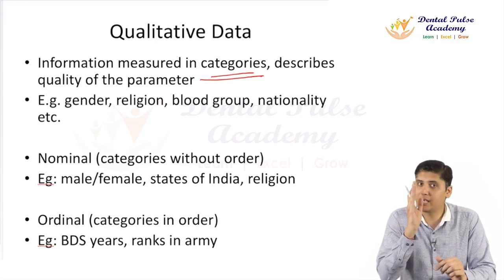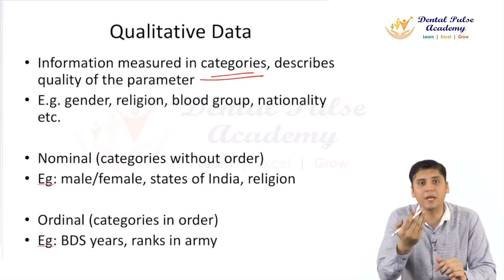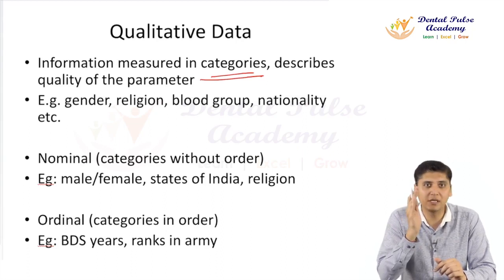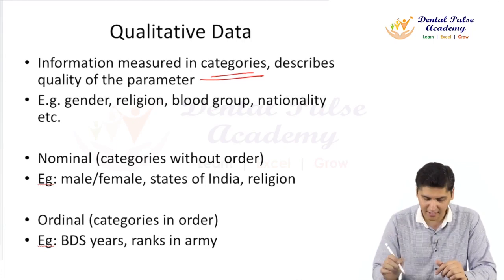Again, I am repeating it. It cannot be measured but can only be placed under a category. For example, pain. If I describe pain as mild, moderate and severe, I cannot measure how much is mild pain, how much is moderate pain, how much is severe pain. But these are categories in which a person can be assigned. So these are categories recorded as categorical data called qualitative data.